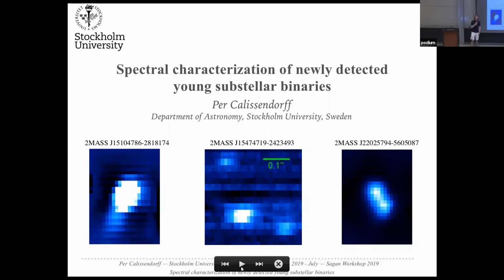Hi, my name is Per Dwarf, and I'm a PhD student at Stockholm University, and I'm studying the multiplicity of substellar binaries and brown dwarfs, which are objects that are more massive than planets, but not quite as massive as a star, so they can't really ignite hydrogen.